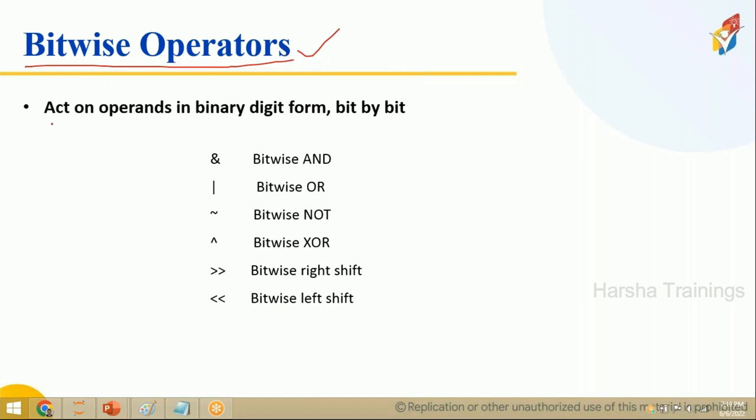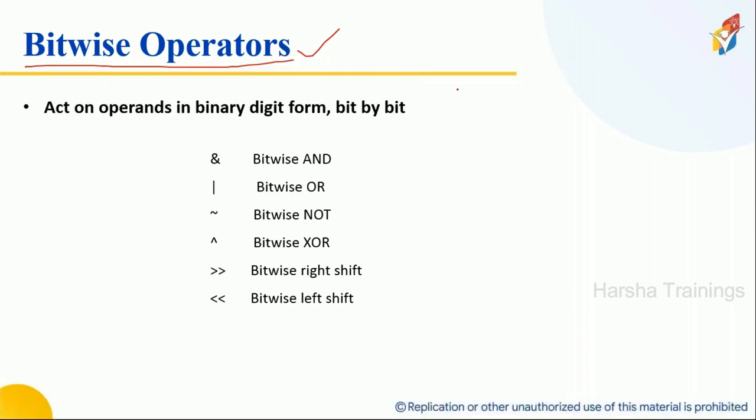Now first I'll ask some questions. Computers understand only zeros and ones. That's it. That is called machine understandable data. That is nothing but bits. 0 or 1 is called bits. And bitwise operators will work only on bits.